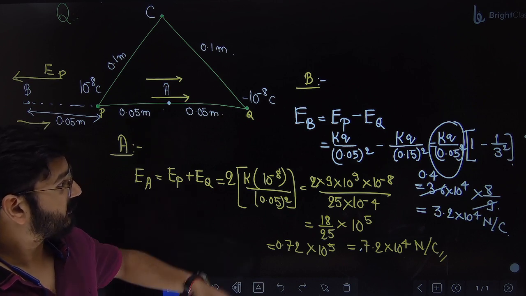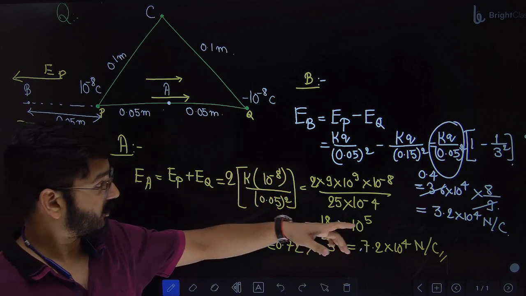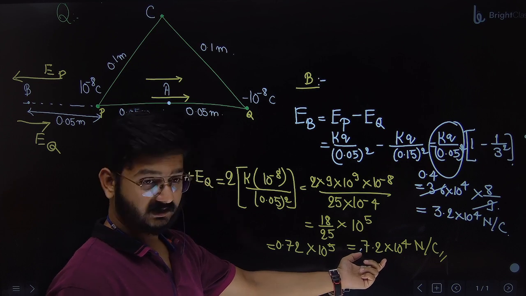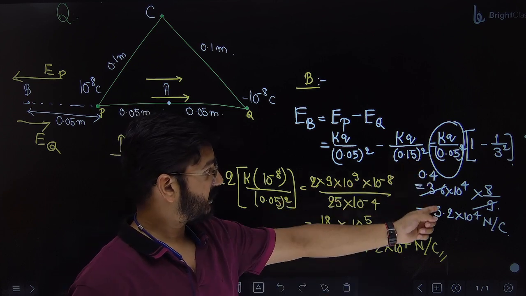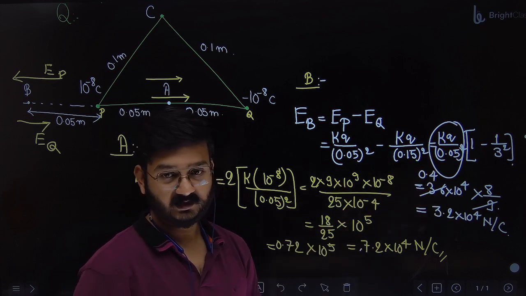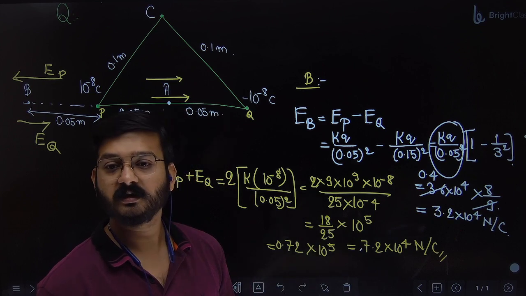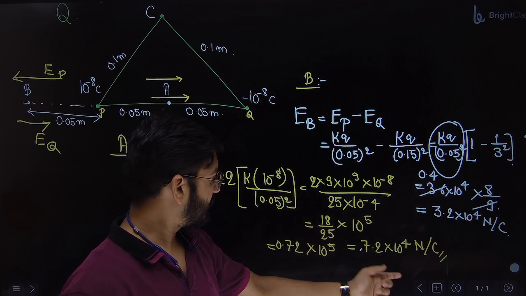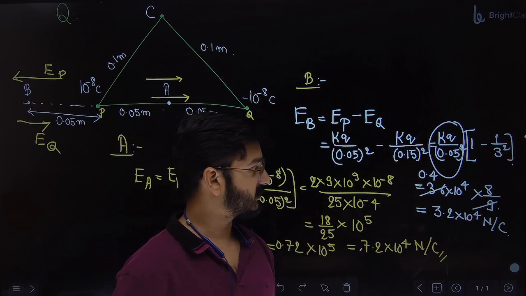Tell me, any problem in the first two parts? Everyone is clear? All of you understood why I wrote this 3.6? Because this is two times of this. So I just halved it and wrote it here. Can we do that in the board exam? Yes, you can. There is nothing wrong. You can directly write 3.6. Just mention that this is two times, so this becomes half.